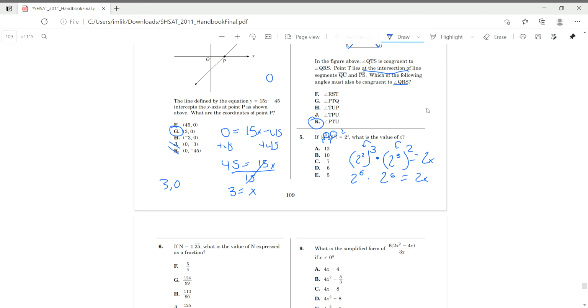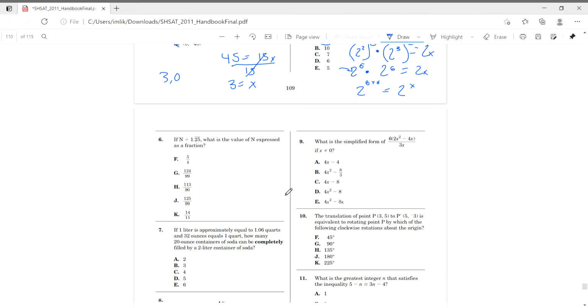Remember, another rule is whenever we're multiplying exponents that have the same base, we have to add the exponents. So since we have the same base of 2, 2 to the power of 6 times 2 to the power of 6 is going to equal 2 to the power of 6 plus 6. 6 plus 6 is 12, so x has to equal 12, which is A. Moving on to number 6.